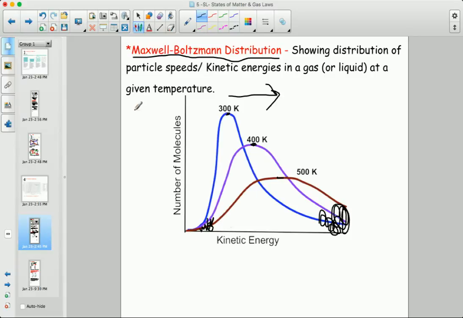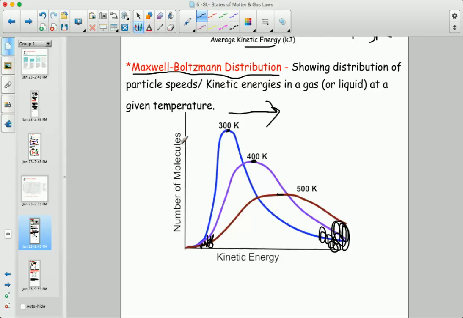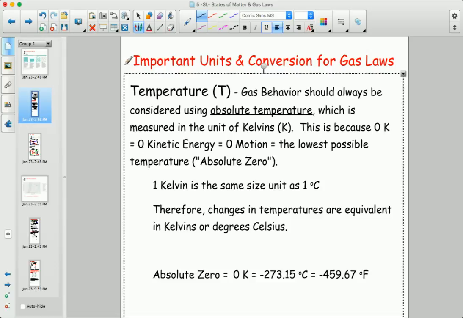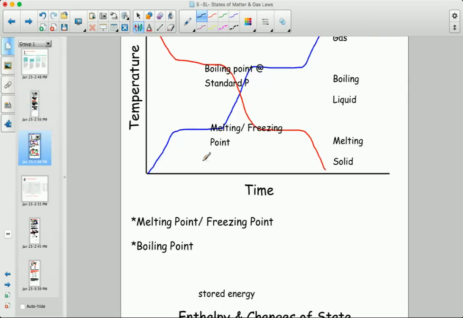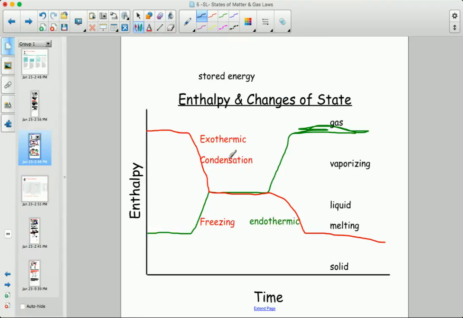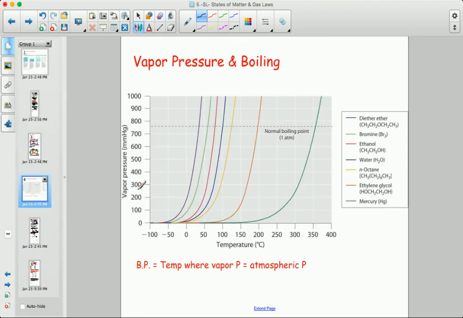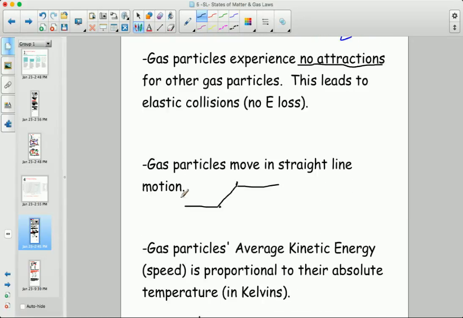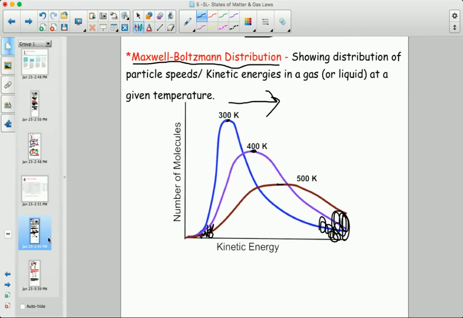And that's sort of your introduction to states of matter, the units that we're going to use when we talk about the gas laws, some phase changes, and how temperatures change and how stored energy changes during phase changes. That boiling is a little more complicated than your average change of state because it depends on the pressure of the atmosphere around it, and some assumptions about how gases are going to behave that we're going to call ideal behavior.